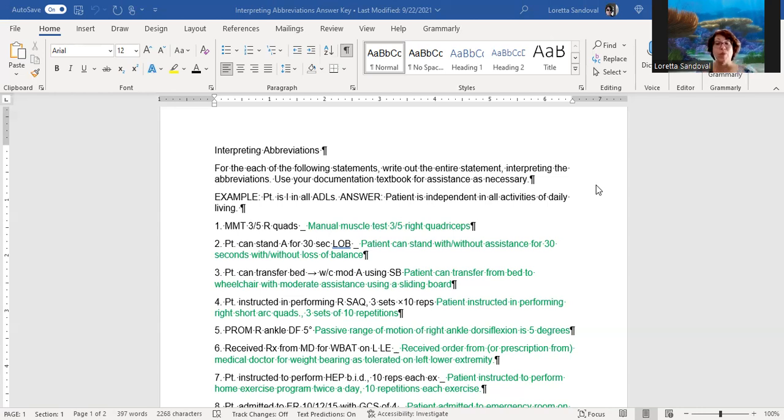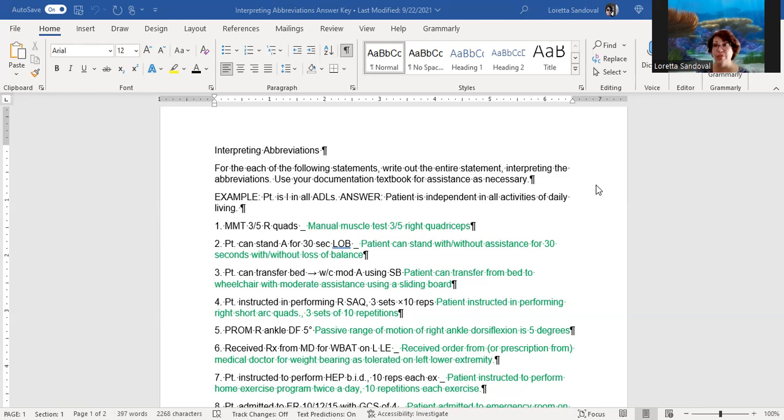That could mean with or without assistance. It's not telling us mod, min, or max assist. I would hate to see that in a chart because you don't know what the person means. For 30 seconds with or without loss of balance. It doesn't specify in there.